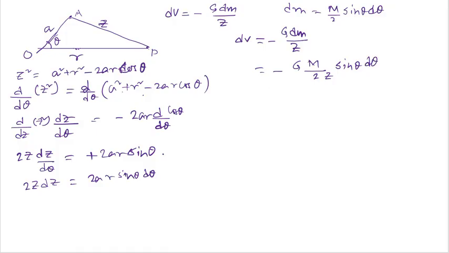Now I get sin theta d theta by z, correct. So the 2 and 2 can get cancelled, correct. This is the dV. So from here what I am getting is sin theta d theta by z equal to dz by ar.